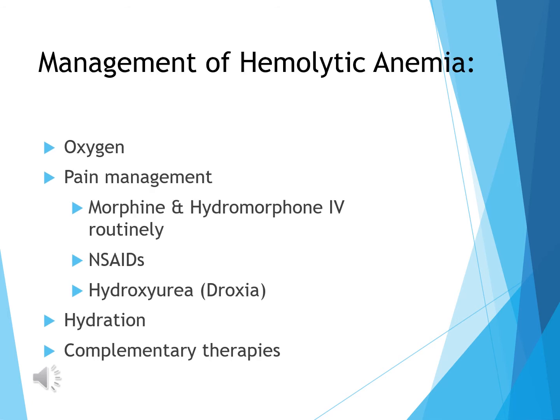So we will manage hemolytic anemia with oxygen use and pain management, in particular use of morphine or hydromorphone IV routinely to help control that. NSAIDs for inflammation, hydroxyurea, also hydration, improving that with fluids and oral fluids, and then complementary therapies, especially for discomfort.